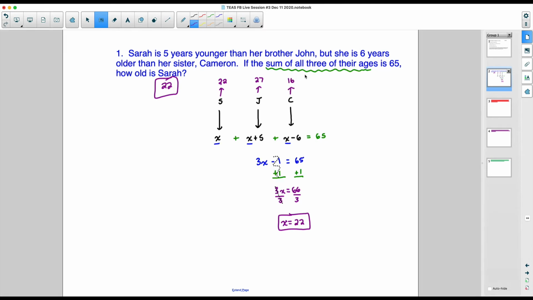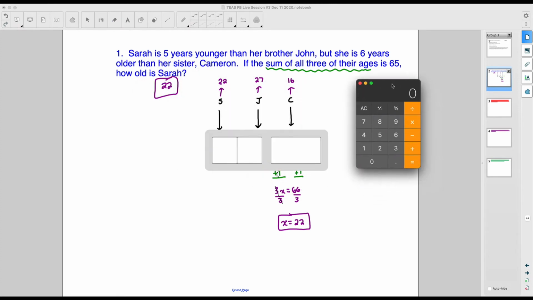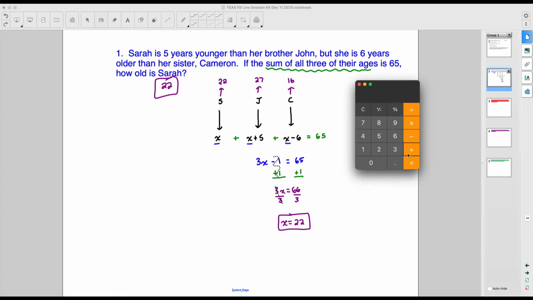And let's add these three ages up. I'm going to load up my calculator. If we take 22, Sarah's age, plus her older brother John's age, plus her younger sister Cameron's age, look at what we get. The sum of all three of those ages is 65. So that's an algebraic approach to that word problem. I'm going to pause for a second, let you soak that in. Feel free to ask any questions in the chat.